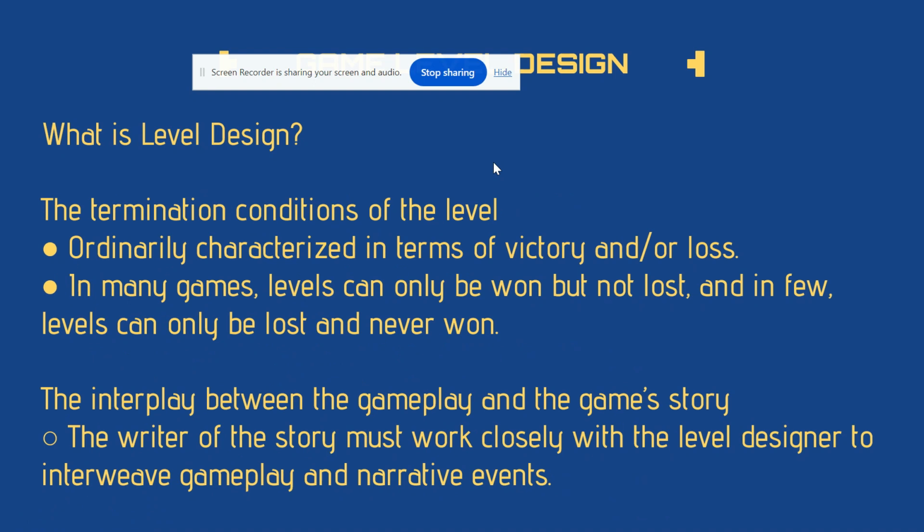Later on, we need to do something related to the termination conditions of the level, ordinarily characterized in terms of victory and/or loss. In your first sequence, in your first levels, there are simple and linear explorations. But when your character does the explorations, you must have victory or loss.